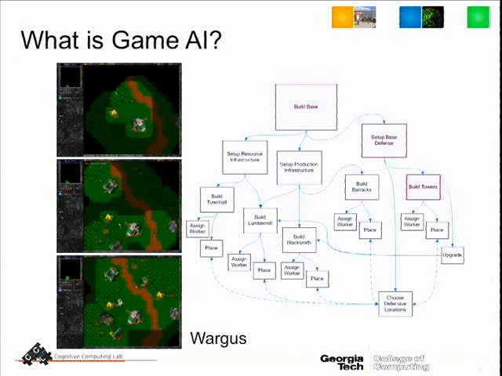In this game, you have, of course, the two armies. The black area here is the fog of war. You don't necessarily know where everybody is if you haven't explored. And you kind of think of game AI as this engine that is going to craft a strategy for you. So in this case, we're going to build a base, set up resource infrastructure, production infrastructure, a base defense, build towers, et cetera. And so AI is this thing that's going to crank this plan out for you.